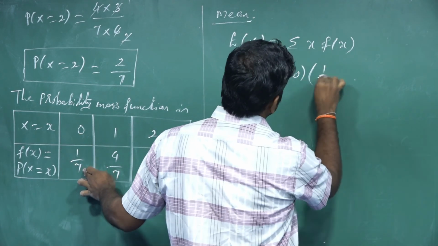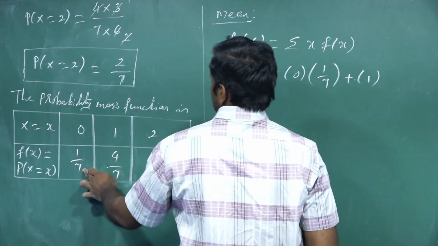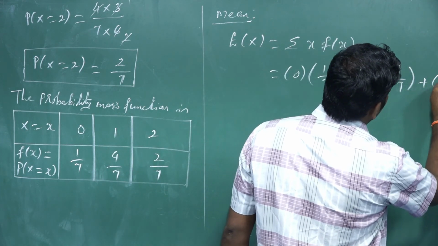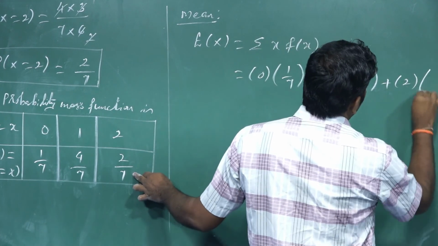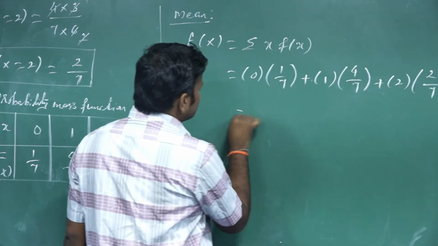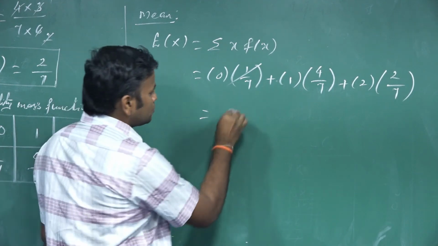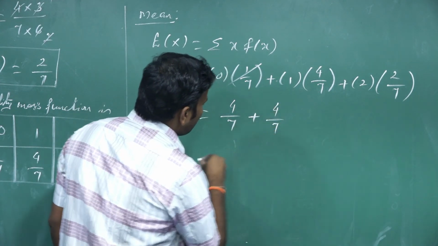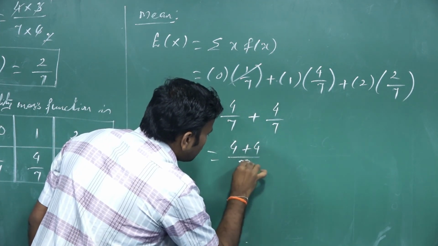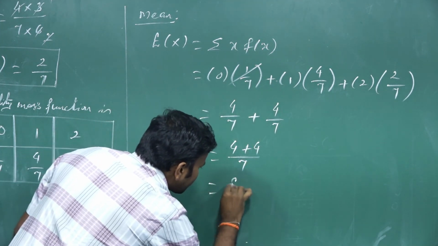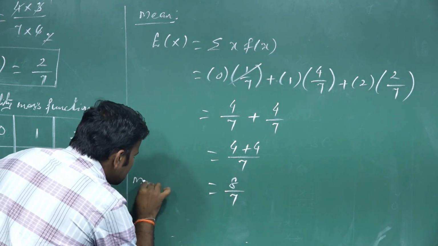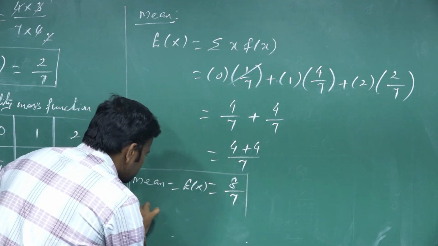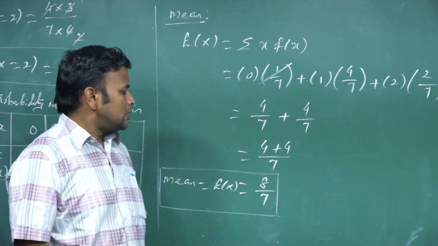Whose f of x probability value is 1 by 7, plus the next value of x is 1 and whose probability value is 4 by 7, plus the next value of x is 2 and whose probability value is 2 by 7. 0 times anything is always 0. 4 by 7 plus again 4 by 7. So 4 plus 4 whole divided by 7 is 8 by 7. That is nothing but the mean, or E of x. So the mean of this one is 8 by 7.